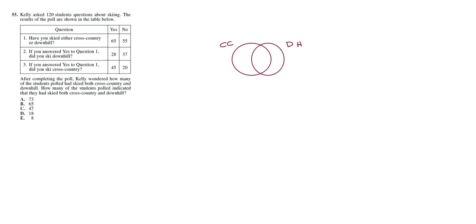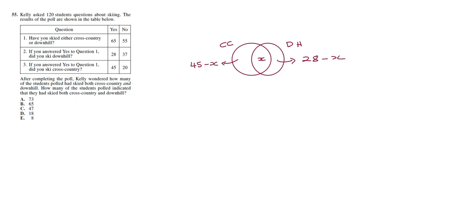So let's assume that the number that did both is going to be X. The number that skied downhill is 28, but remember that also includes the number that skied both downhill and cross country. So for here, I'm going to make this 28 minus X the number that only skied downhill, and then for cross country we have 45, but that also includes the number that skied downhill as well. So I'm going to make this 45 minus X.